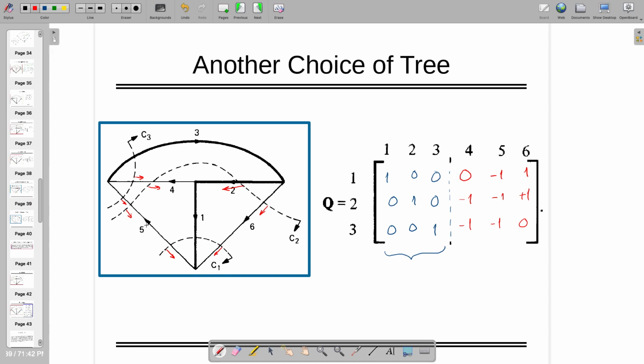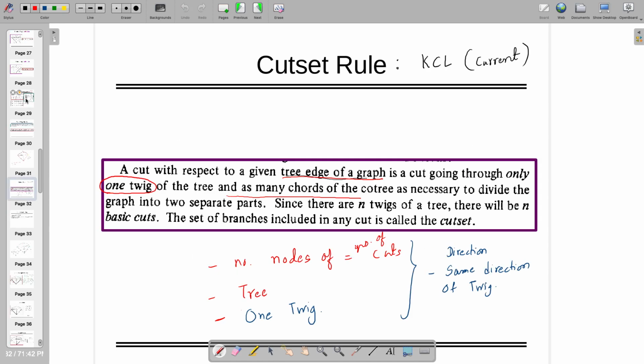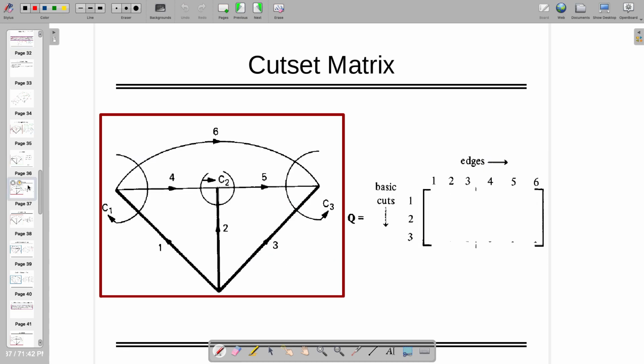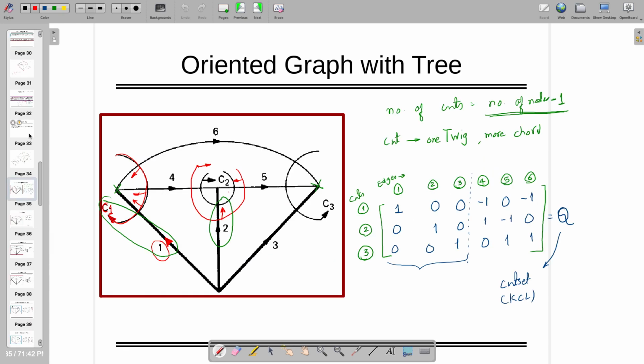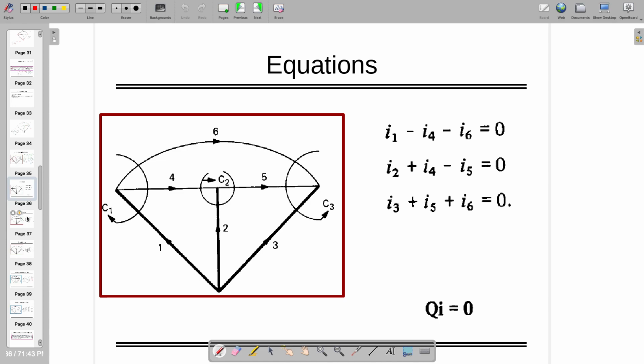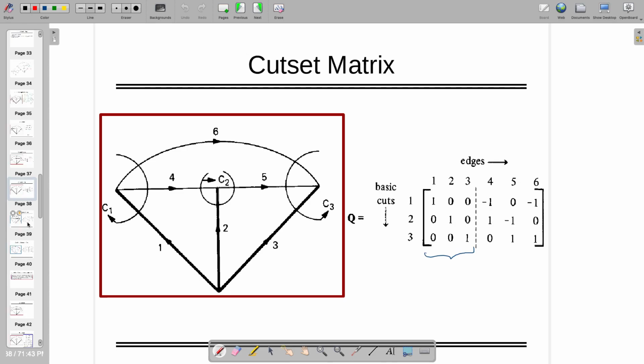The second cut was chosen in such a way that it will cover one twig and as many edges as possible, as many chords. I'm following this rule. So one twig and the others are chords. We got this answer.